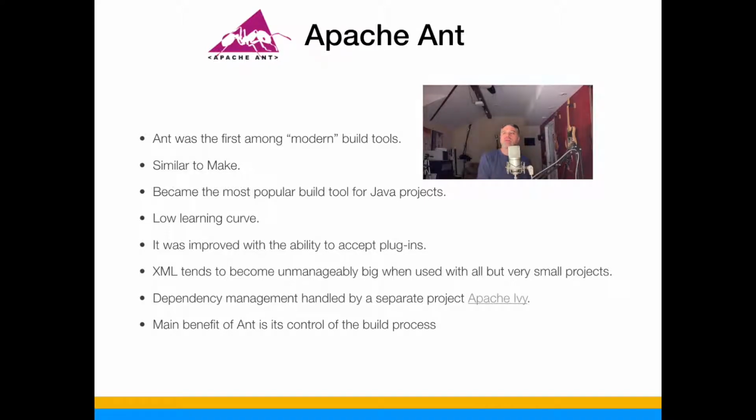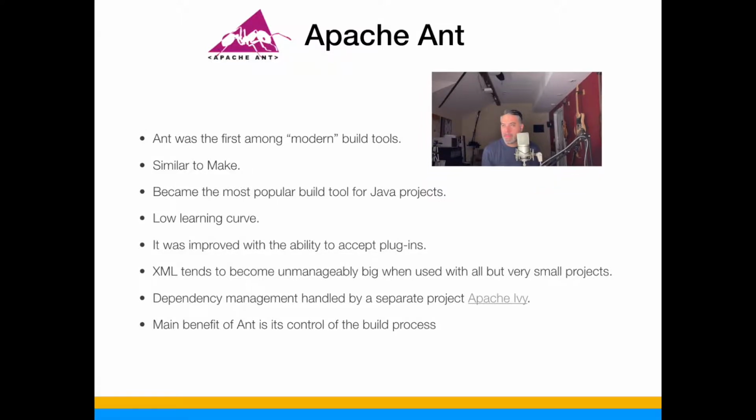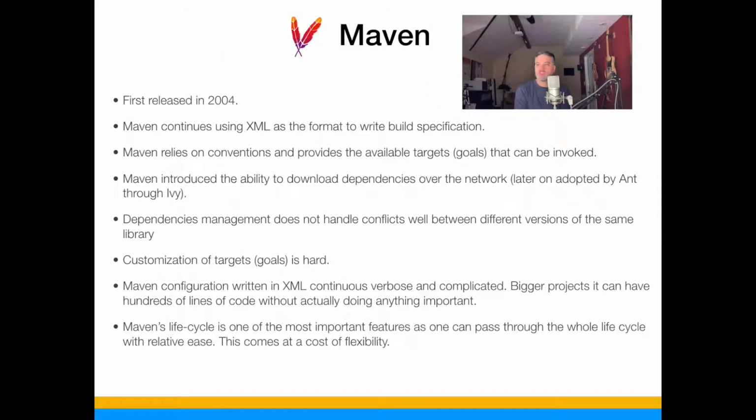At the time of release, Apache Ant didn't have package management software. Then Apache Ivy was released to complement that. It was later improved to also include plugins as a way to extend it. Maven was then released in 2004 as an improvement to Ant.